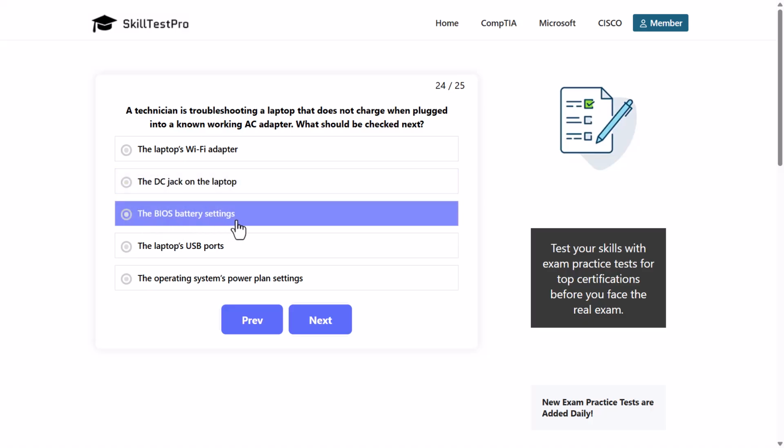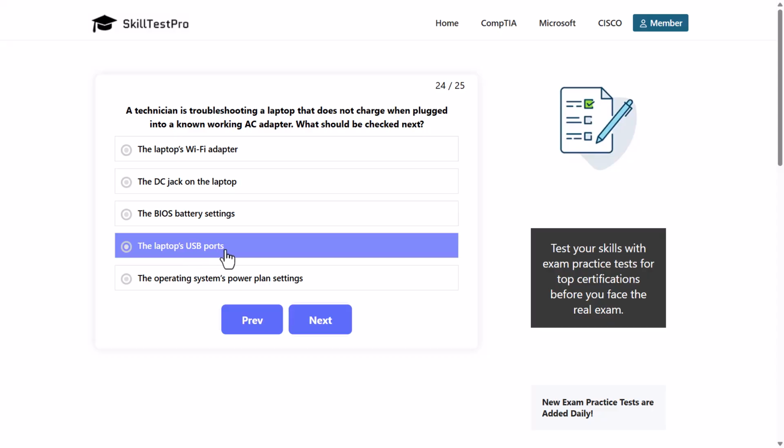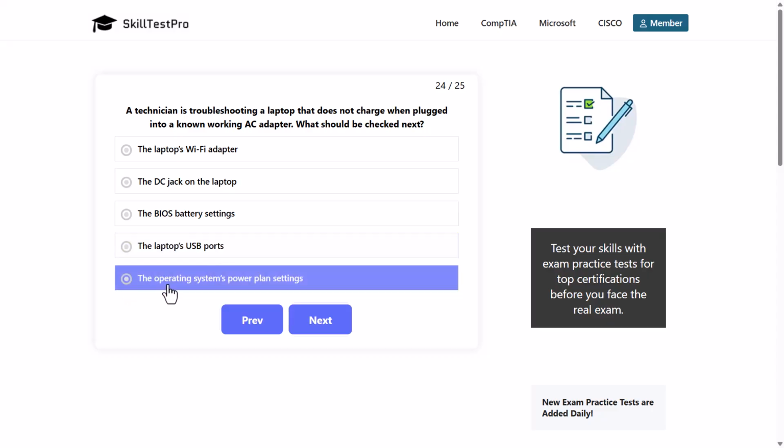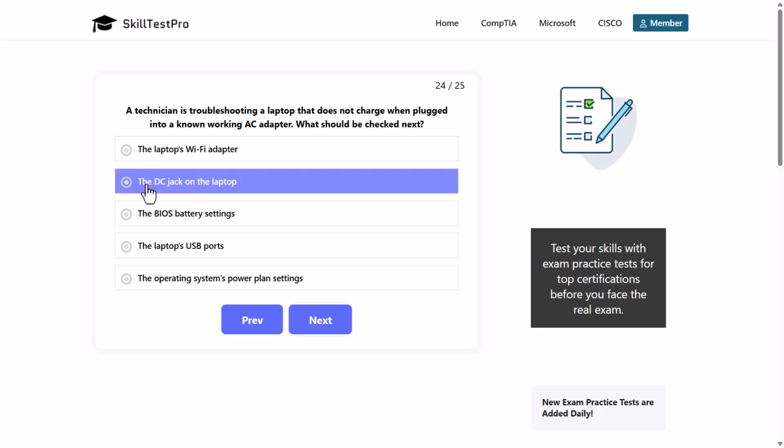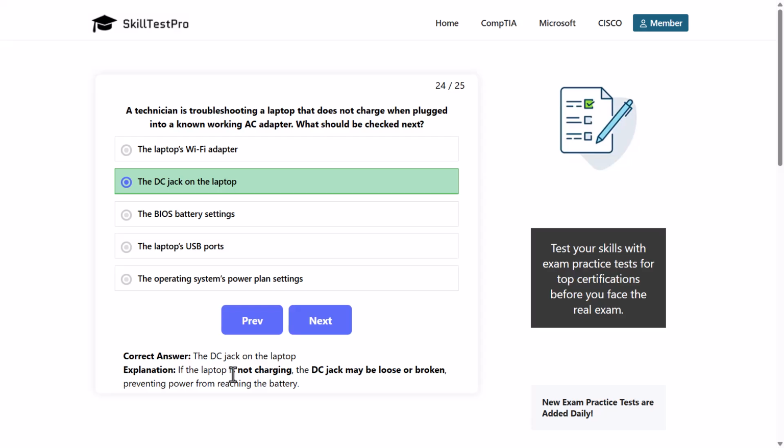BIOS battery settings, the laptop's USB ports, or the operating system's power plan settings. Which one is the correct answer here? And here the correct answer is the DC jack on the laptop, as if the laptop is not charging, the DC jack may be loose or broken, preventing power from reaching the battery.